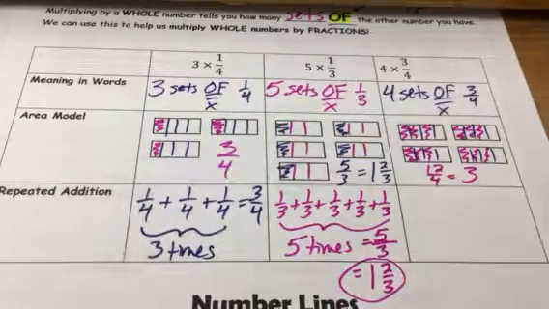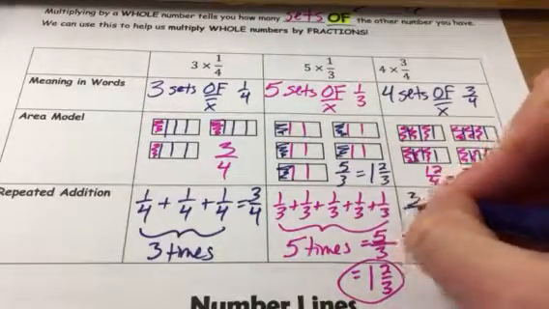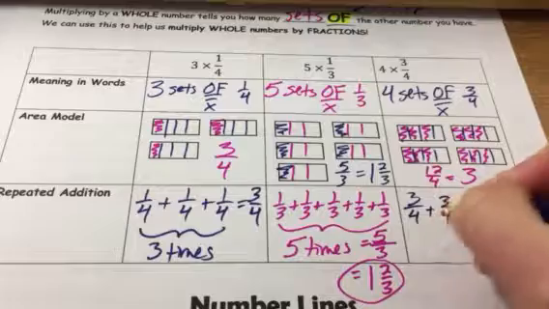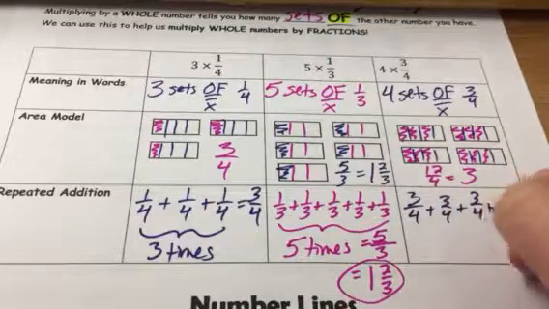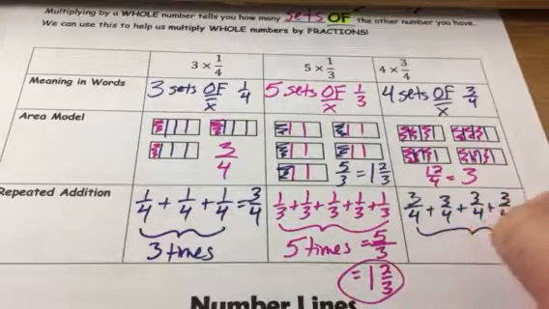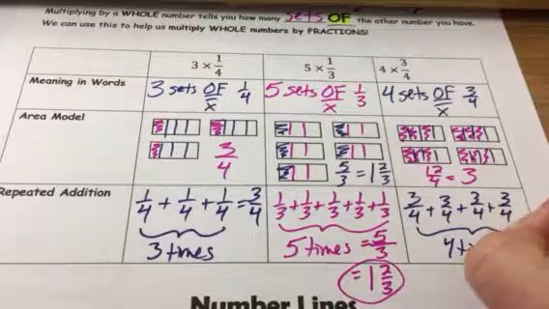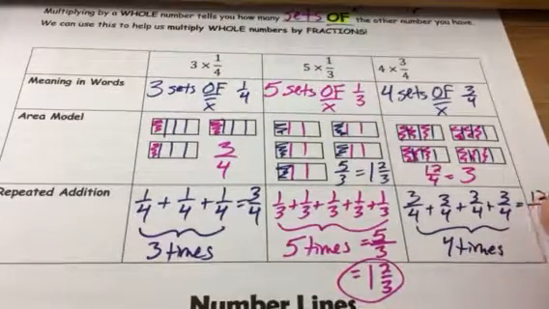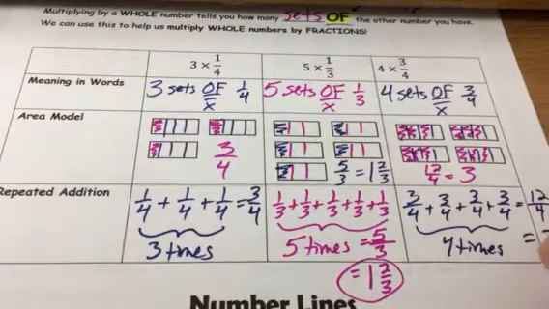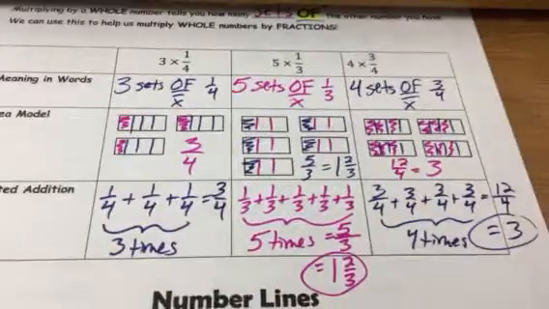I can solve by using repeated addition. So that's 3 quarters plus 3 quarters plus 3 quarters plus 3 quarters. I do that 4 times. I get 12 quarters, which is equal to 3.